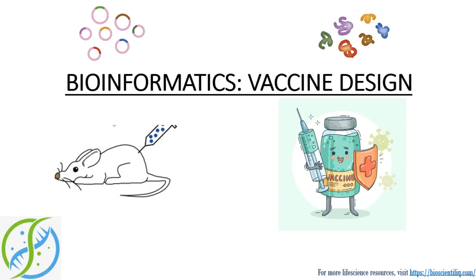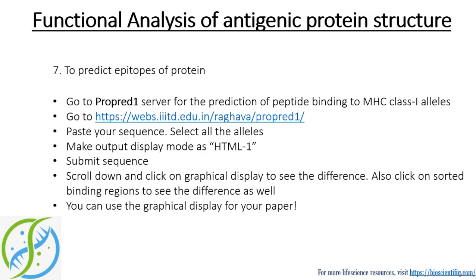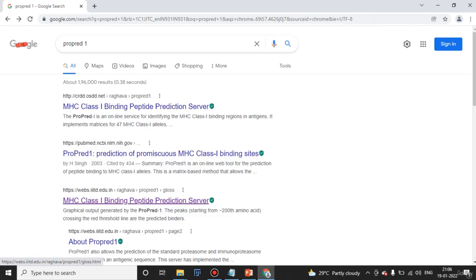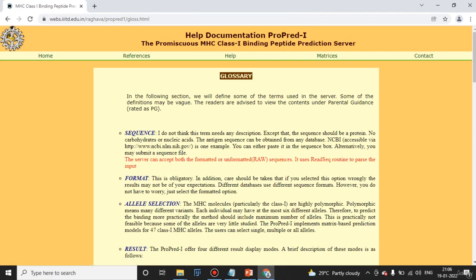So in this lecture, our step is to predict the T cell epitopes of the protein. For that we need to go to the server called ProPred1. This is the MHC class 1 peptide prediction server. Go to this link, or Google ProPred1, and click on the third result, which is the MHC class 1 binding peptide prediction server. So this is the home page of it.